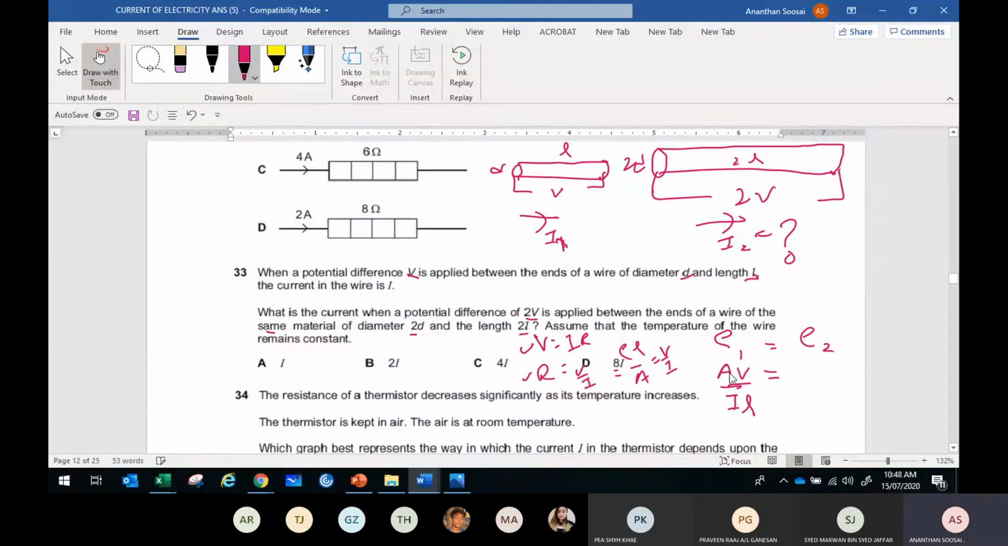The first one, rho 1: area is A, voltage is V, current is I, length is L. For rho 2, A is how many A? 2 times the diameter, so it could be 4A. V must be how much? V is 2V. And we are looking for I2, and L is 2L. Okay, that's it. So now find I2, with I2 as the subject. Here all AV cancels, so you get 2, 8, or 2, 4. So how much do you get? I think you get 4I.